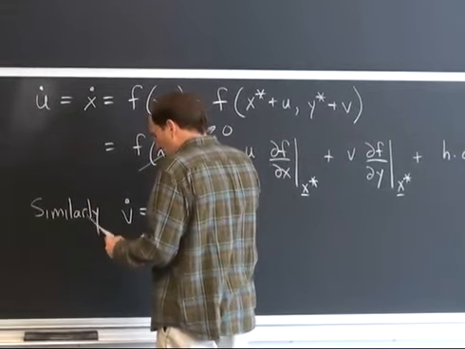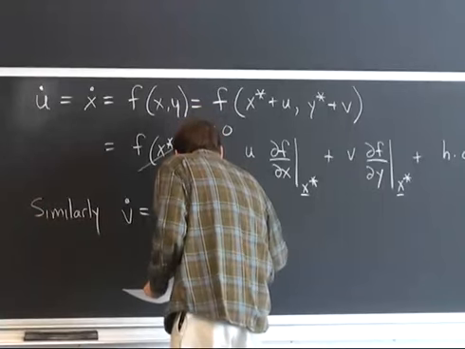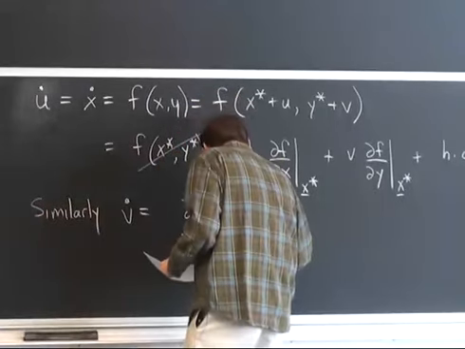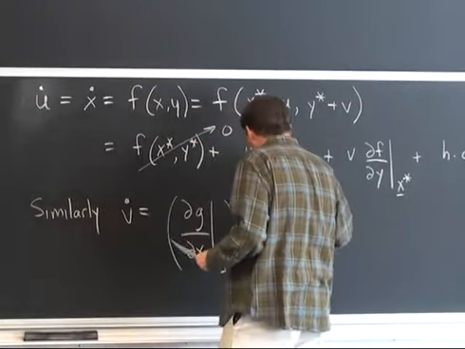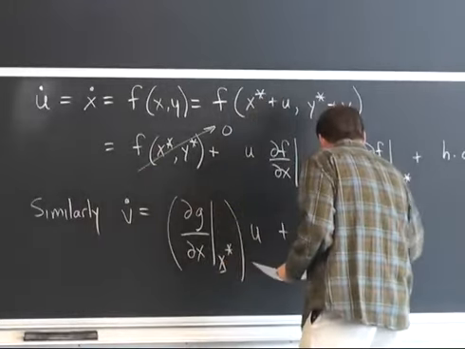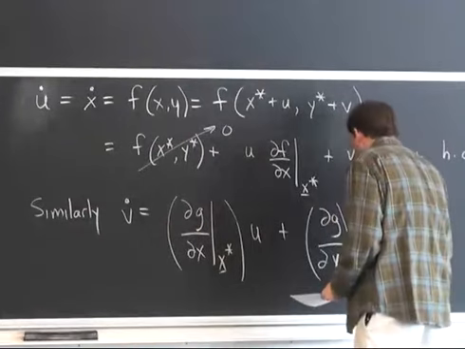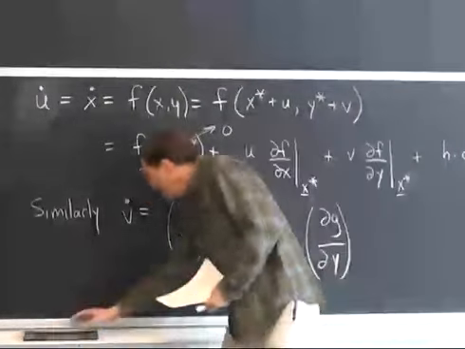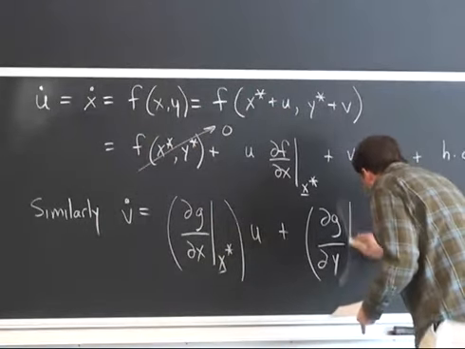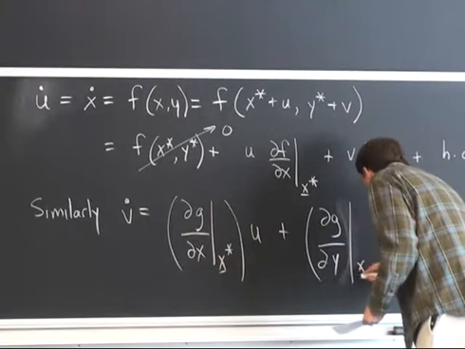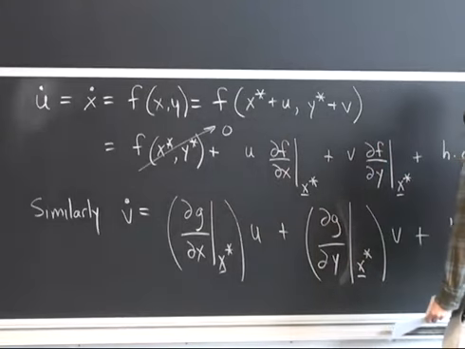So anyway, v dot, same kind of argument, would give us partial g with respect to x evaluated at x star. That's a number times u, plus partial g with respect to y evaluated at, I put the parentheses in the wrong place. Okay, so I mean to say evaluated at the fixed point, x star, close the parentheses, times v, plus, again, higher order terms.